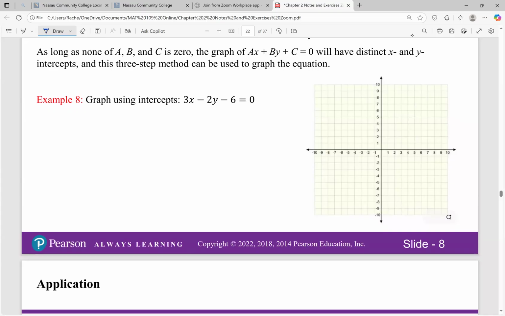So that's what I want to do in example 8. Let's use the intercepts, the x and the y-intercepts, to plot this line, 3x minus 2y minus 6 is equal to 0. So first, let's find the x-intercept. So for the x-intercept, we want to set y equal to 0. So in my equation, I'm going to set y equal to 0 and solve for x.